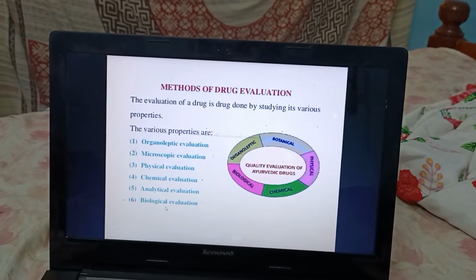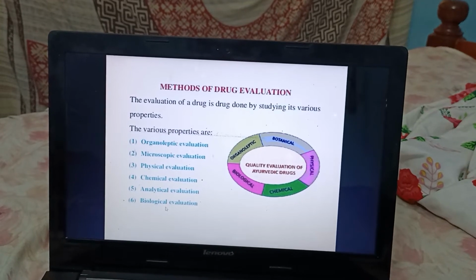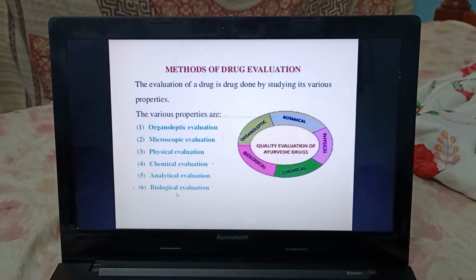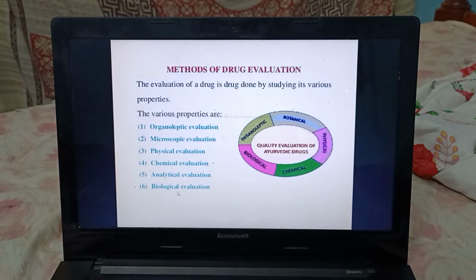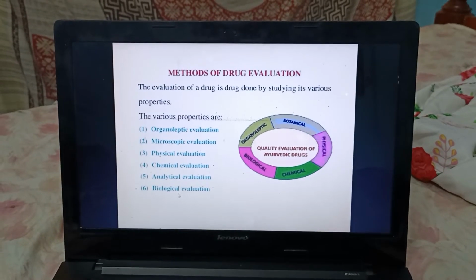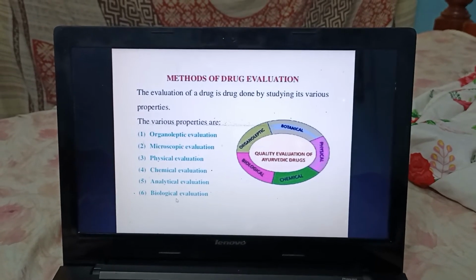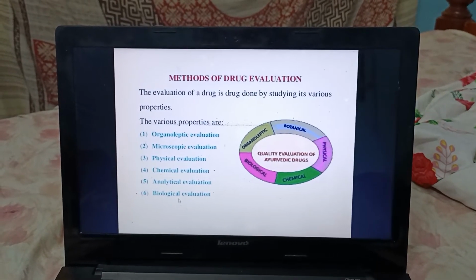and the methods of drug evaluations. What are the methods which are included in the drug evaluations? The drug evaluation is done by studying its various properties. So before evaluation, we should know the properties of the drug.